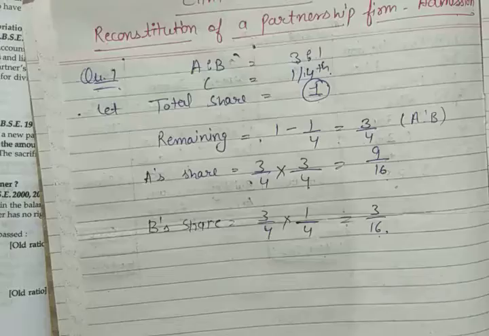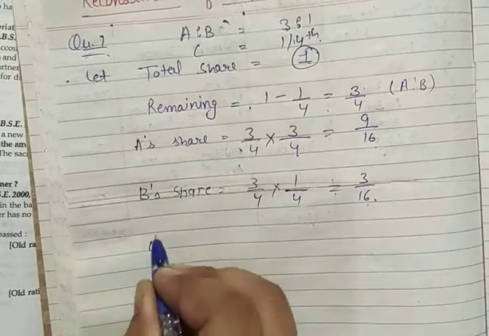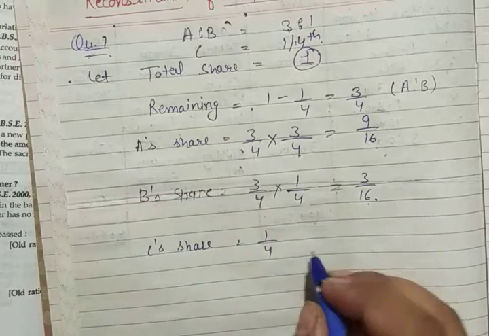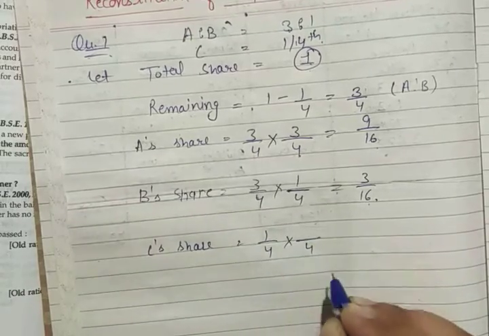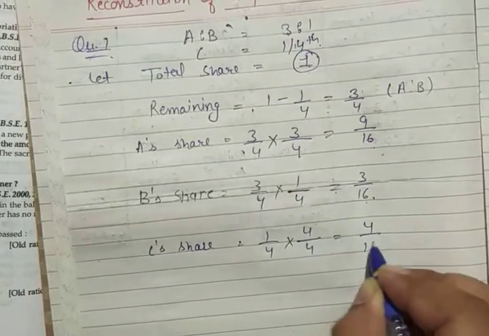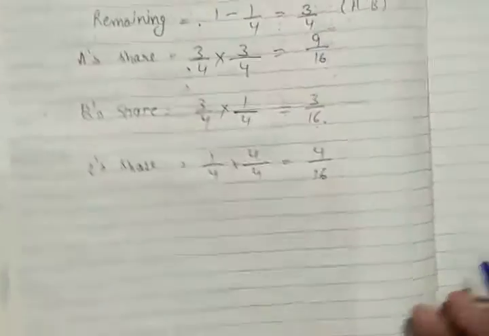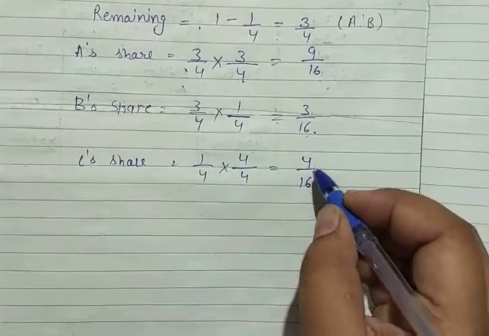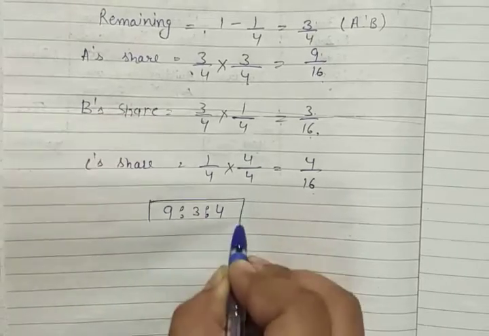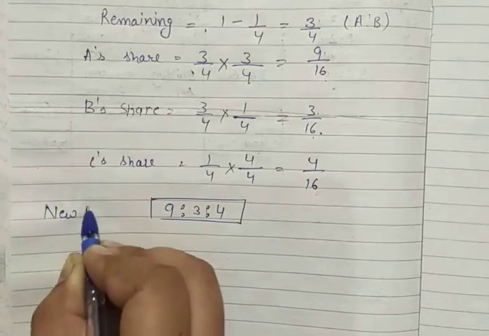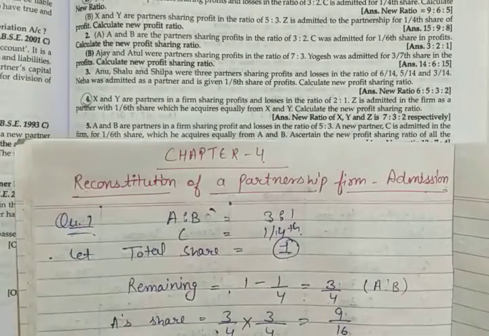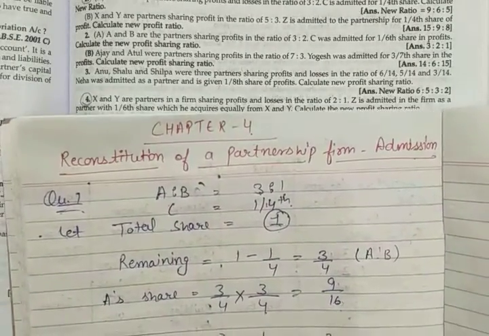Now we have to convert C's portion also to 16. So C's share is given as 1/4. And when we convert 1/4 into 16, we have to multiply it by 4, and similarly on the upside by 4. So it will be 4/16. So our new ratio will be 9:3:4. 9:3:4 is the new ratio among the partners A, B and C. I hope you get the question.